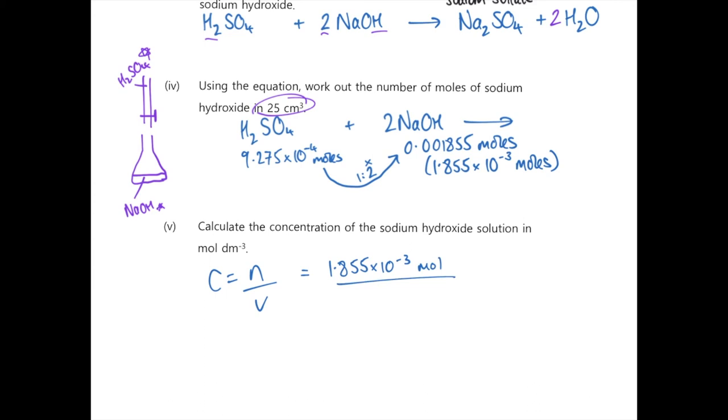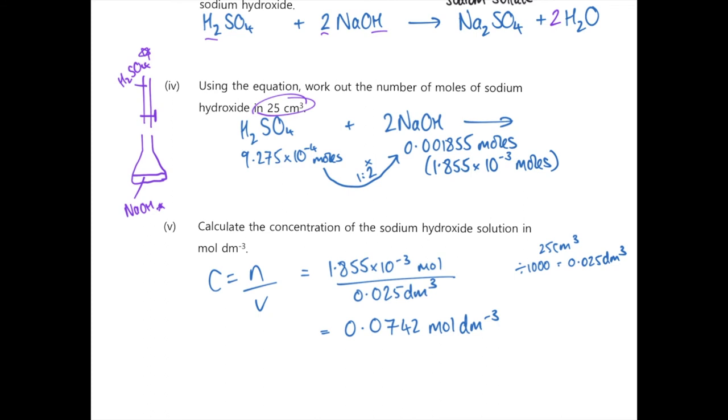And our volume is 25 centimetres cubed, which in decimetres cubed, remember we need to divide by 1,000. That gets us 0.025 decimetres cubed. Put that into our equation, and you can see that will give us the units of moles per decimetre cubed. If you put that into your calculator, that should come out as 0.0742 moles per decimetre cubed, and that's our final answer.